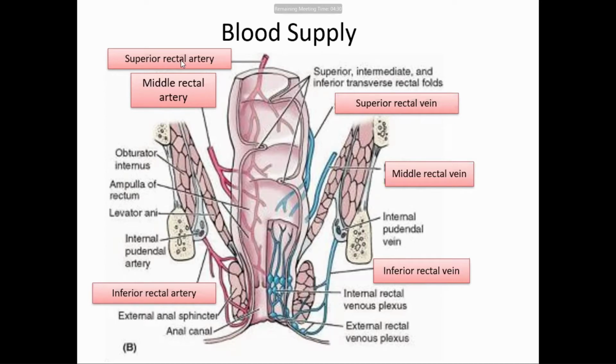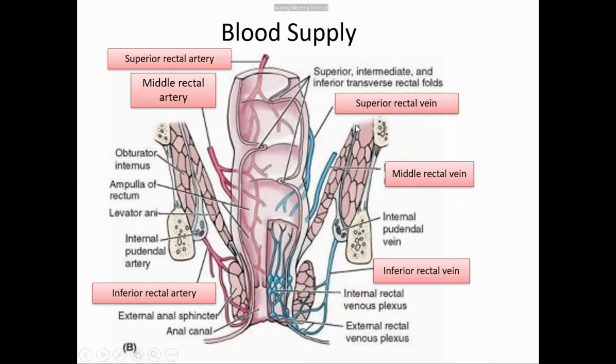Clear? Blood supply: it is supplied by the superior rectal artery, a pair of middle rectal arteries, and inferior rectal arteries. The principal artery of the rectum is the superior rectal artery, which is the continuation of the inferior mesenteric artery. The venous drainage corresponds with the arteries and drains via the superior, middle, and inferior rectal veins. The superior rectal vein is part of the portal system. The middle and inferior rectal veins belong to the vena cava system.